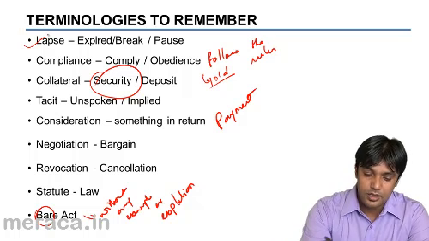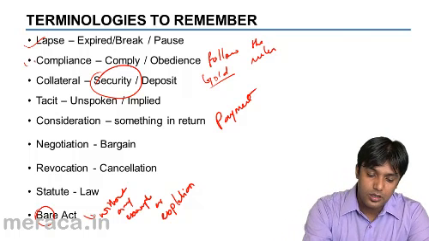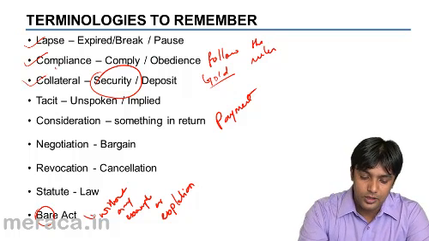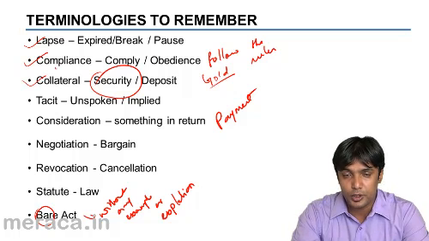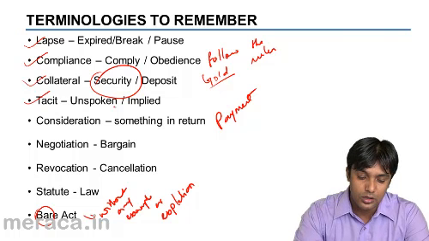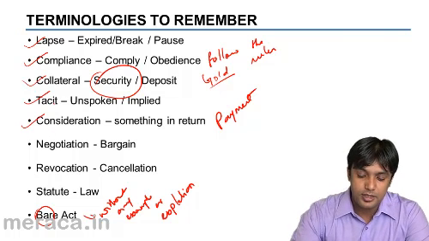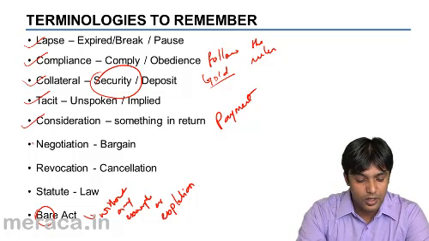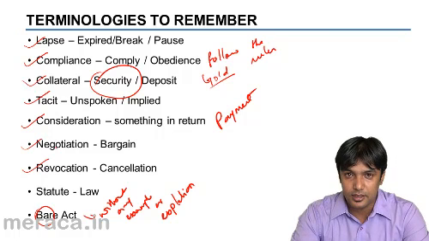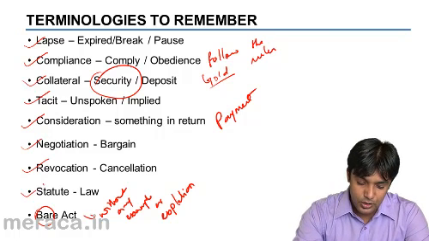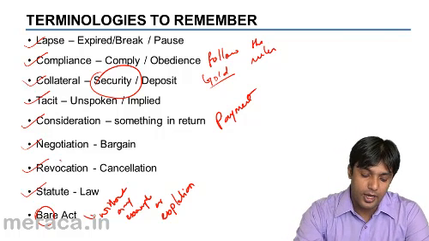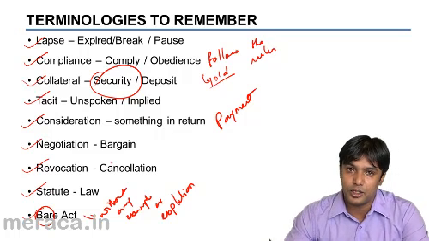So let me take you back to the words in the slide. Lapse means expired. Compliance means to follow the rules. Collateral means a form of security that you give. Tacit is similar to implied, that is understood. Consideration means something in return. Negotiation is bargaining. Revocation is to cancel or cancellation. Statute is the form in which laws are passed by the legislature, and bare act is the form in which the statutes are written.